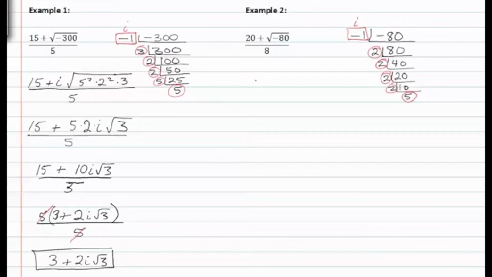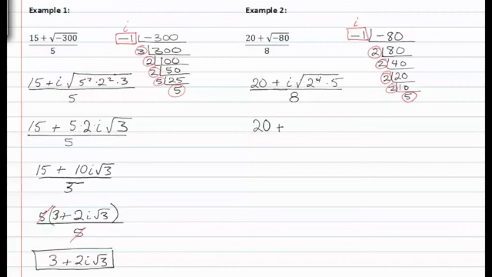I'm going to now rewrite my fraction with i out front, because I want to get rid of that negative 1 inside. The rest of what's left are my prime factors. I have 2 to the 4th times 5 all over 8. From here, I can pull out those factors inside the radical.